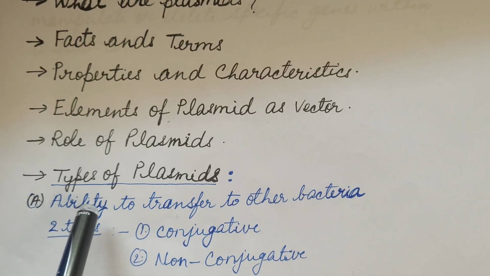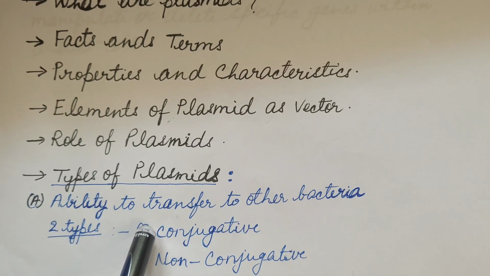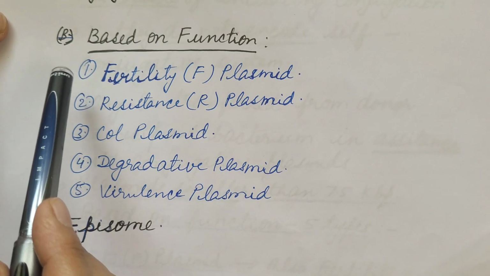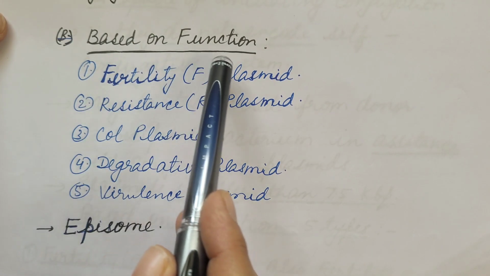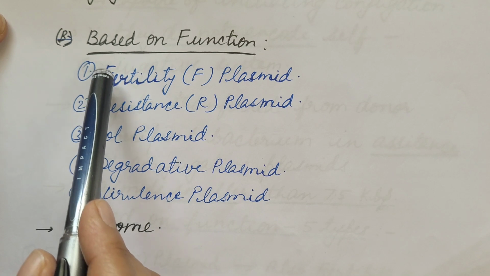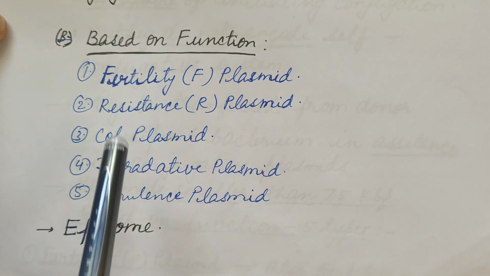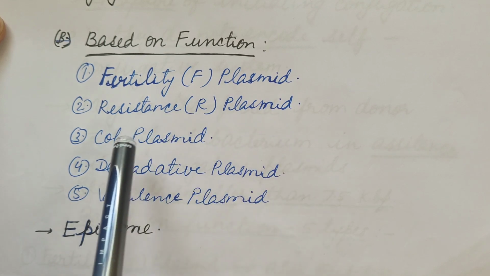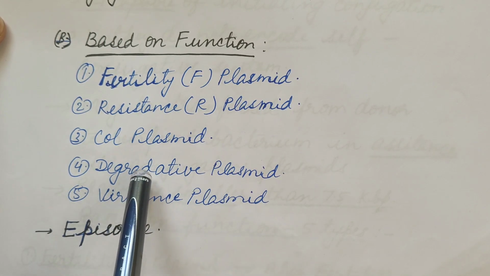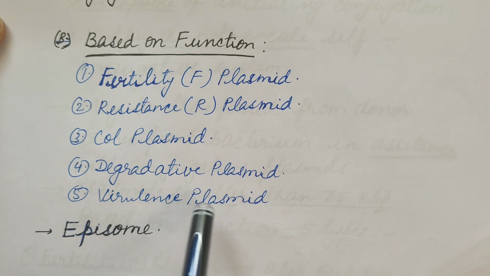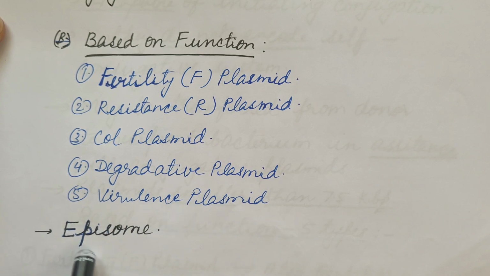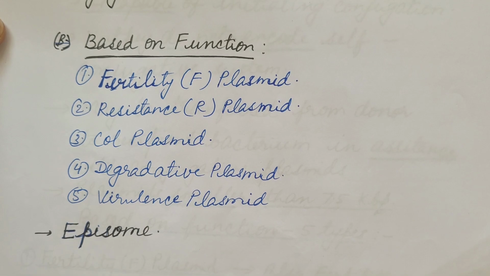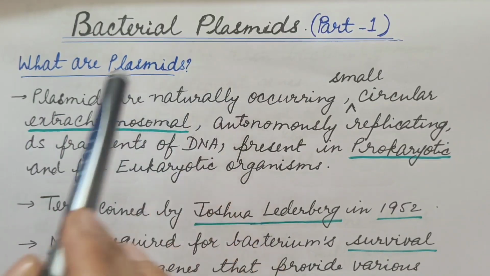Under this, we will discuss two types of plasmids, conjugative plasmids and non-conjugative plasmids. Then we will discuss types of plasmids based on function. Under this, we will discuss 5 types of plasmids: fertility, F plasmid, resistance, R plasmid, Col plasmid, degradative plasmid and virulence plasmid. Then we will discuss the term episome. So stay tuned. So first of all, what are plasmids?